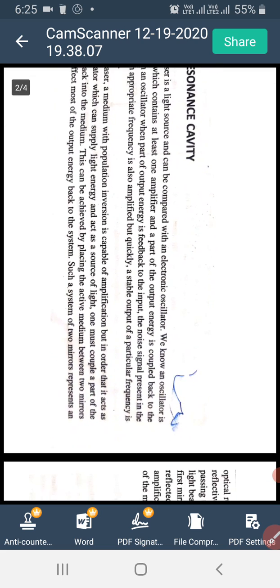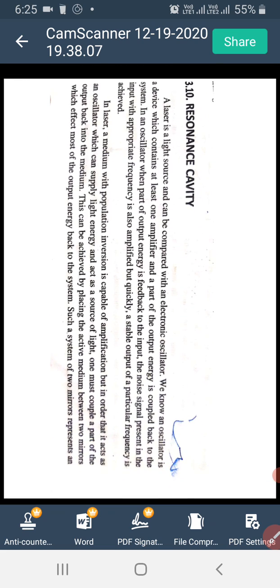In the resonance cavity, the laser light source can be compared with electromagnetic radiation sources. The oscillator is a device which contains at least one amplifier, and a part of the output energy is coupled back to the system. In the oscillator, when part of the output energy is fed back to the input and noise signals are present at the input, the appropriate frequency is also amplified, and quickly a stable output of the particular frequency is achieved.